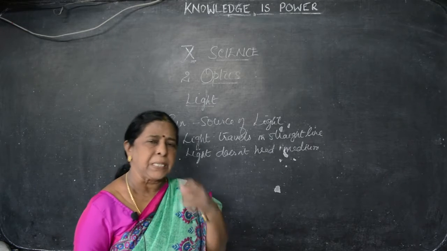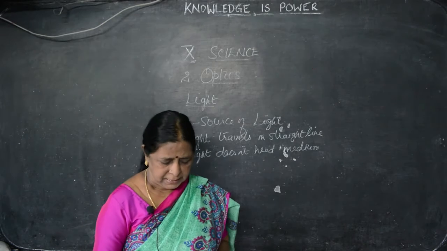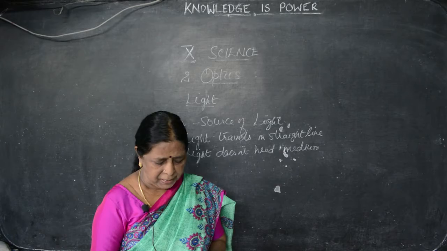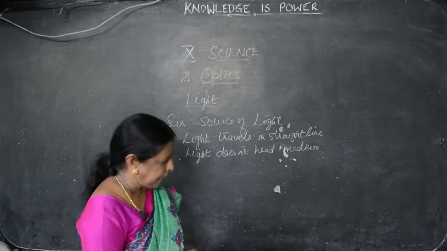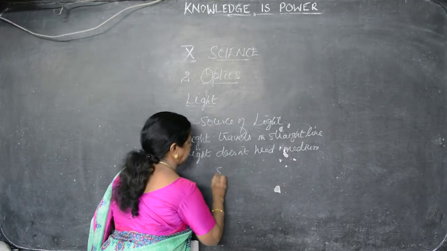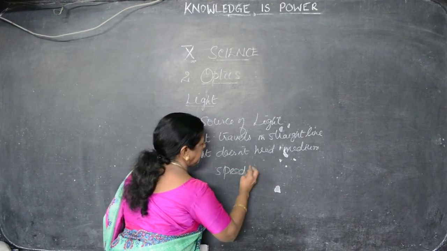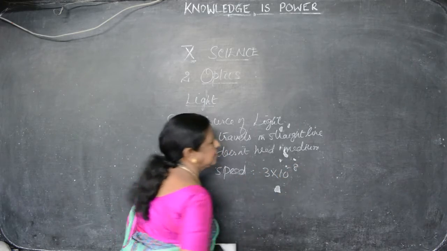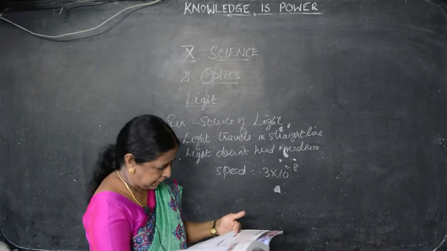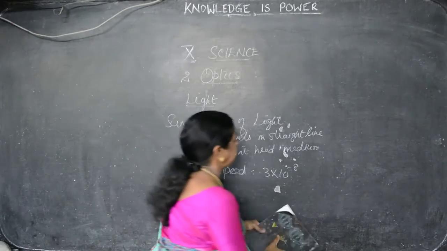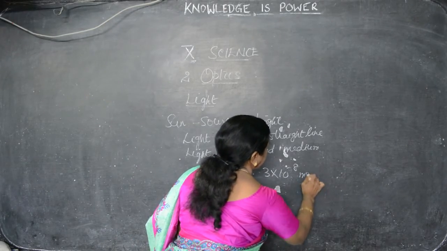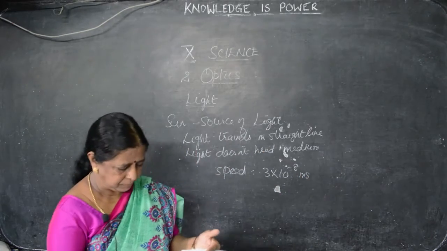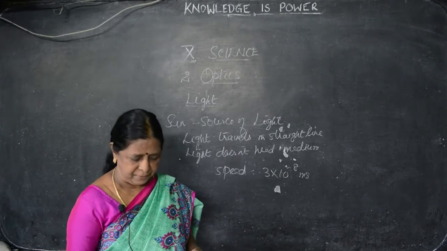So what are the properties of light? This is one 5-mark question. Just underline what it is. The speed of light in vacuum or air is 3 into 10 to the power of 8 meter per second. Okay, yes, 5 points are enough.